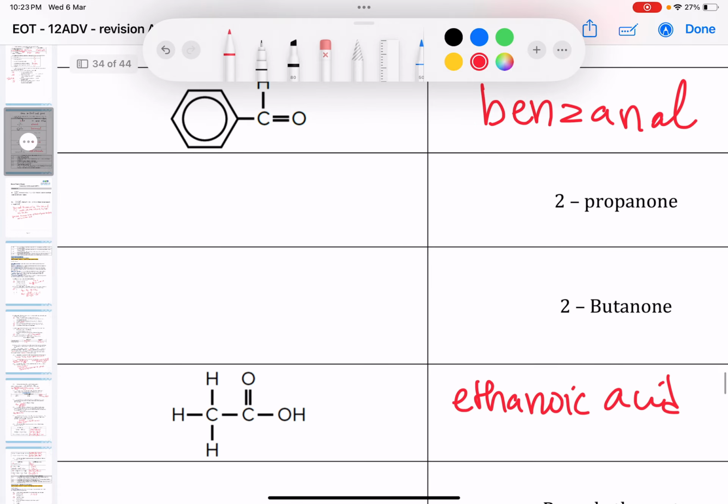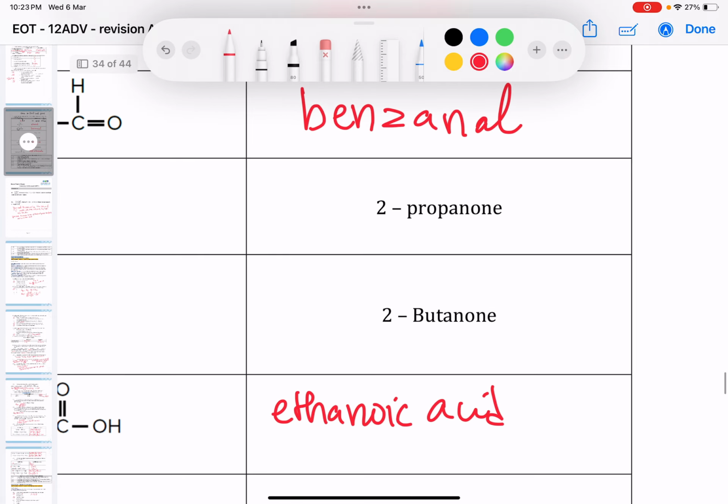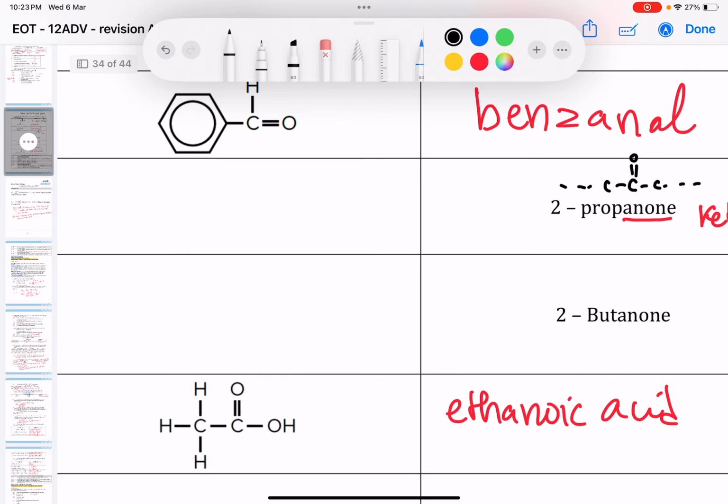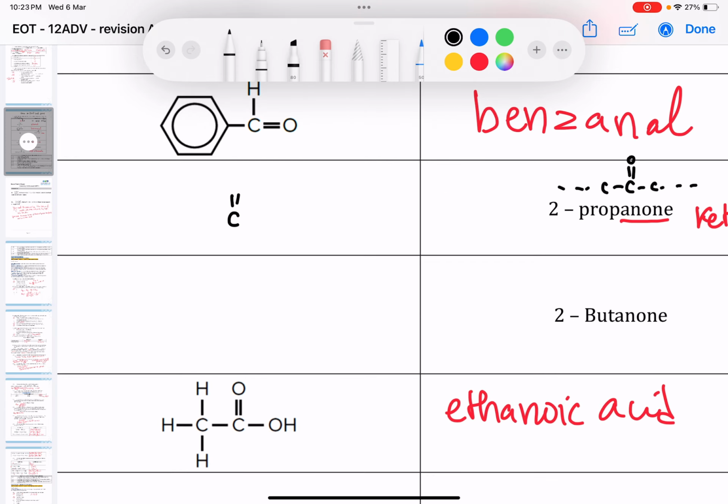Let's take another example. Anone. Anone means a ketone. And the ketone means I have a C double bond O between other carbons. So I have a carbon from here and carbons from here. So now I'm gonna put the functional group and then complete to finish the drawing. That's a C double bond O.